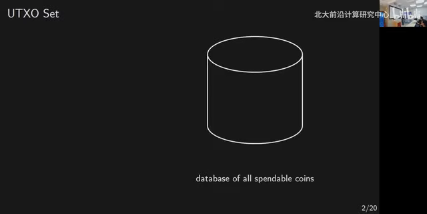So we're dealing with blockchains where we want to transmit tokens, coins, money, and in order to verify that they have been transmitted, what you need is the UTXO set. UTXO set is the database of all spendable coins. And so if you possess this database, then you can check very efficiently whether an incoming transaction is actually spending one of the coins in this database.